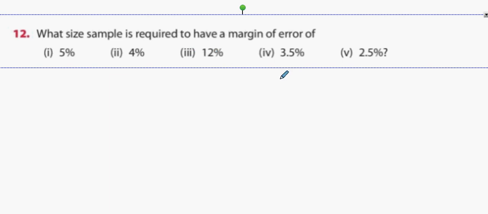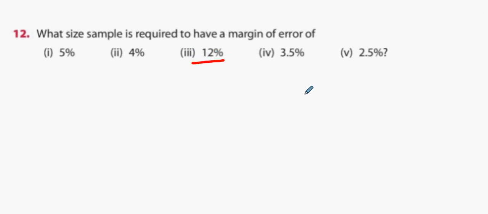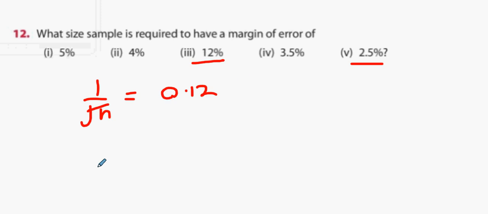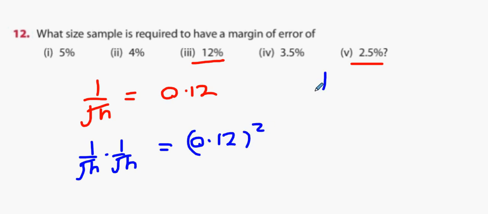Alright, I want us to try a 12% margin of error, and then we'll try 2.5%. So I'll start you off on line 1. 1 over root n equals what? 0.12. Off you go. What do you do? Square both sides, and you get 1 over root n by 1 over root n. Yeah, 1 over n, and that one is? Did you multiply that out? Yes. What do you get as a fraction though? 0.12 by 0.12.